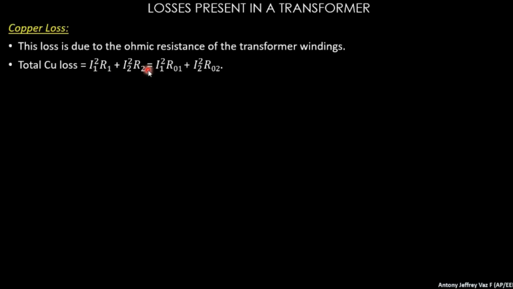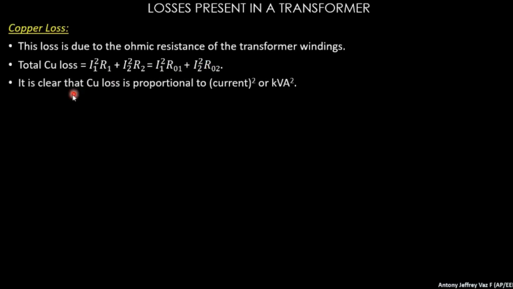Similarly, this is equivalent to I1 square R01 plus I2 square R02. Here, these two R01 and R02 are represented as referred to one side. When primary is considered, secondary is referred to it. If secondary is considered, primary is referred to it. Okay, this is not a problem. You just remember this: I1 square R1 plus I2 square R2. You need not write this.